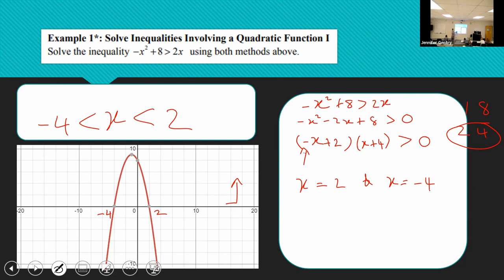Algebra, we threw a graph up there. Andrew, if you were able to just randomly graph that equation, what would it be? What is the equation of x squared plus 8 is greater than 2x? It's the same equation, so minus x squared plus 8 minus 2x. Does that make sense? I took the 2x and put it on the other side.